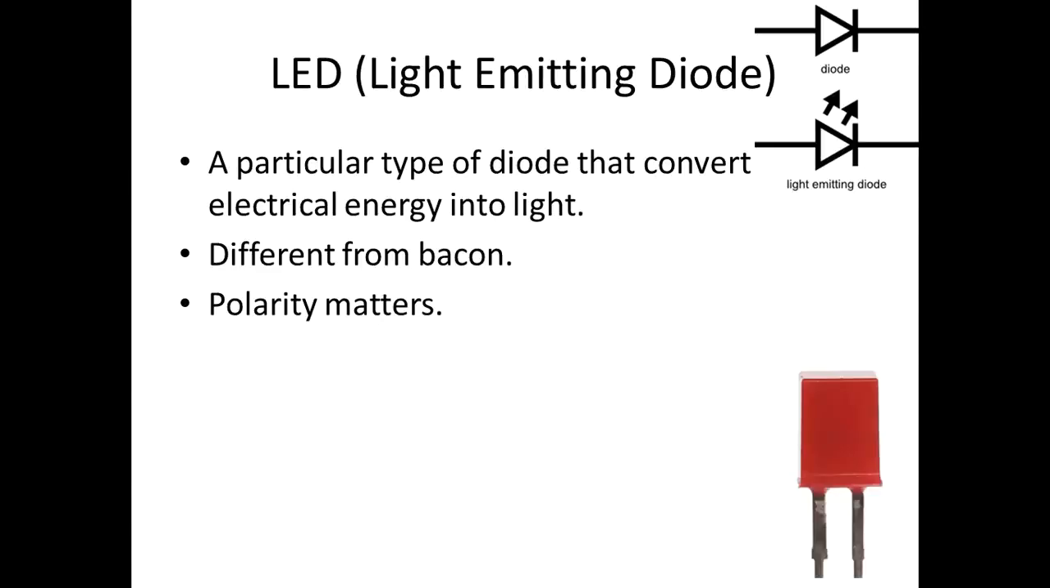Polarity matters. When it comes to light emitting diodes, if you do not have the diode in the correct way, the light itself will not light up. That means that the light emitting diode will not actually be a light emitting diode. It will be stopping flow coming from the wrong direction.